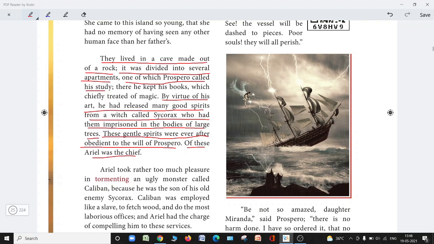Prospero, the Duke of Milan, when he was in this place, released these good spirits from those large trees. And those gentle spirits were like servants for him, and they were very obedient to Prospero. They did all the works which were ordered by Prospero. And the chief of all those spirits was Ariel. He was the chief of the spirits.